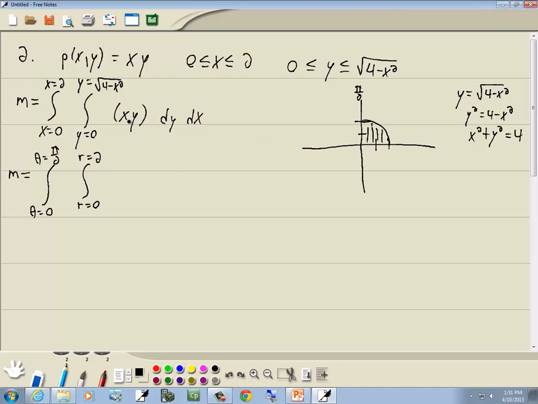Now, I need to change rho, the xy, to polar. And remember, x is equal to r cosine theta, and y is equal to r sine theta. So this becomes r cosine theta, r sine theta, when I replace the x and y. And when we switch from rectangular to polar, we have to add an extra r on. That's the part I usually forget. Now the inner integration is the r, so this will be dr. The outer one is theta, so this will be d theta.